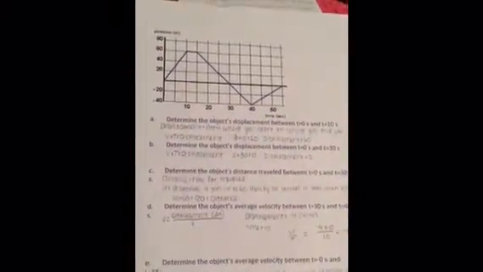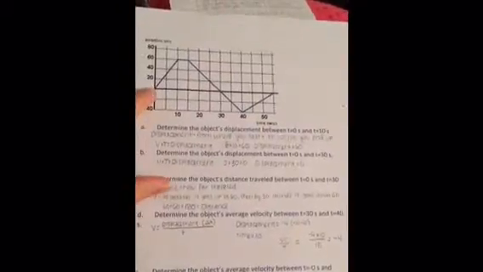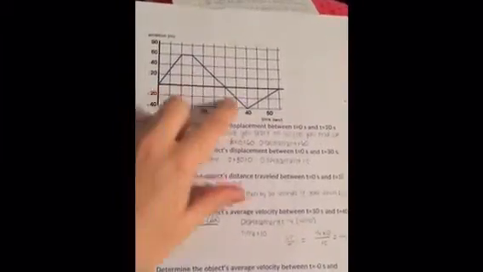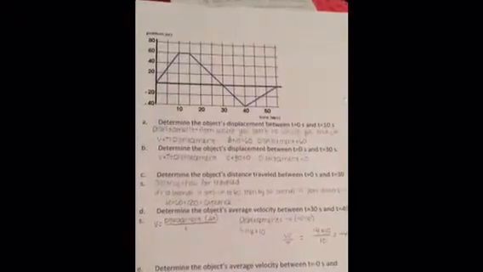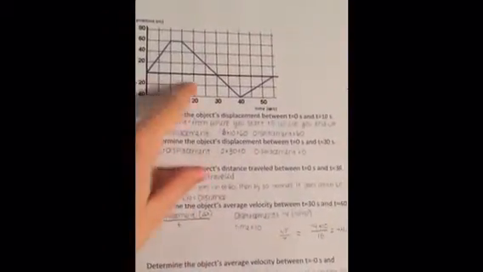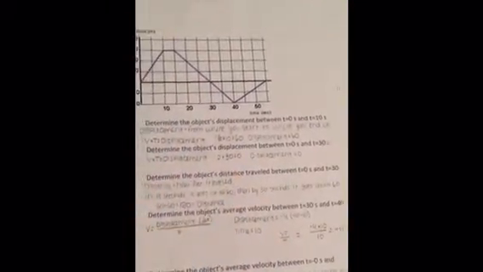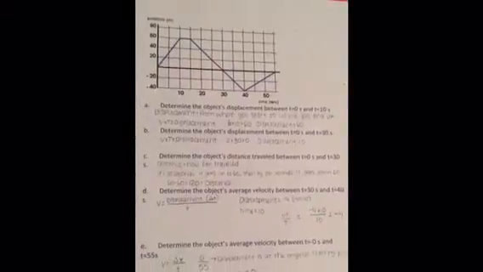B. Determine the object's displacement between t equals 0 and t equals 30. So from here at 0 to 30. So again, V times t equals displacement. So 0 times 30 equals 0. So the overall displacement is 0 because it ends up at the same place.